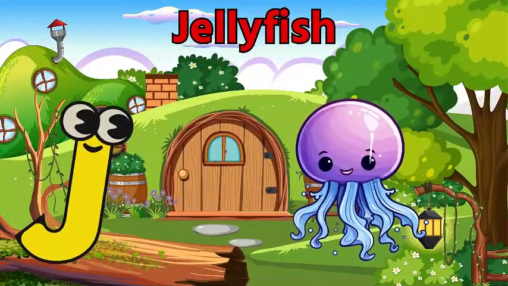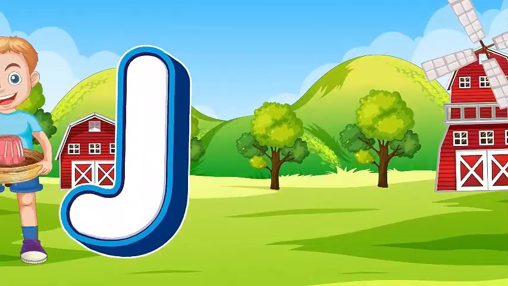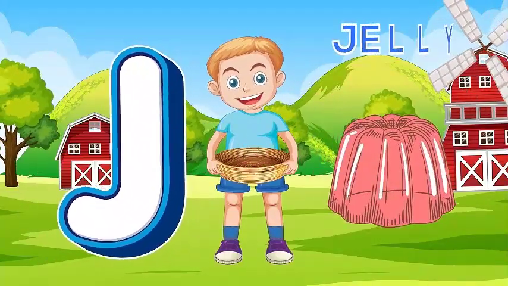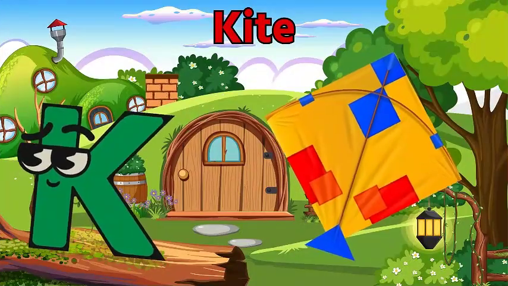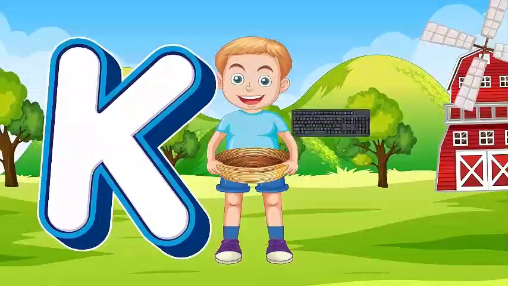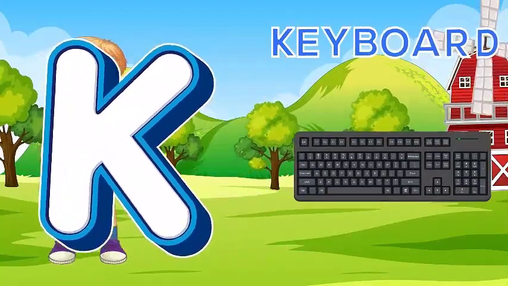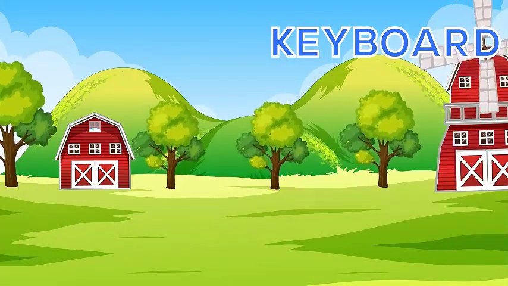J is for jellyfish. J, jellyfish. J is for jelly. J, jelly. K is for kite. K, kite. K is for keyboard. K, keyboard.